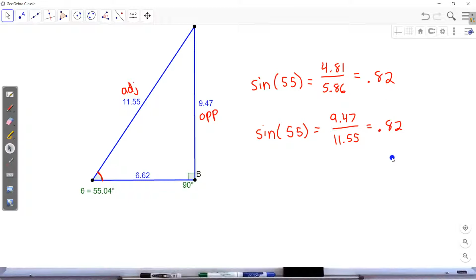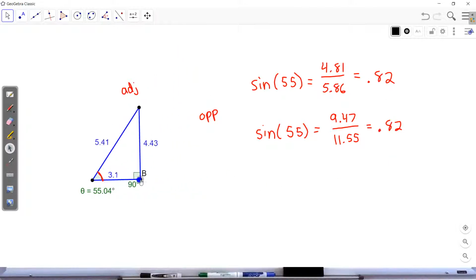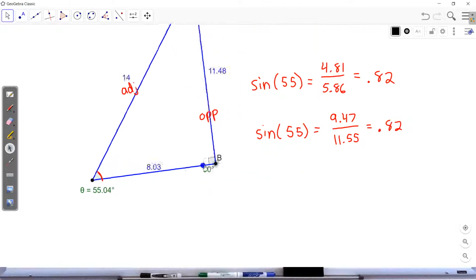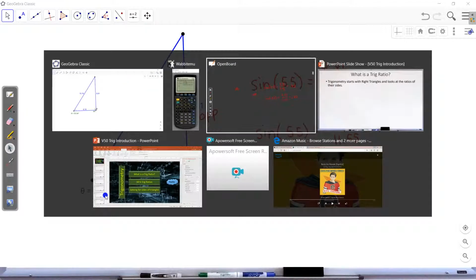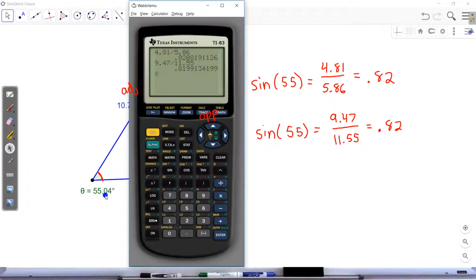And that works for all right triangles, no matter which way I do this, how big or how small I make it. If I take the opposite divided by the adjacent, it will always be 0.82 as long as you have that 55 degrees. And so that ratio we store on the calculator.